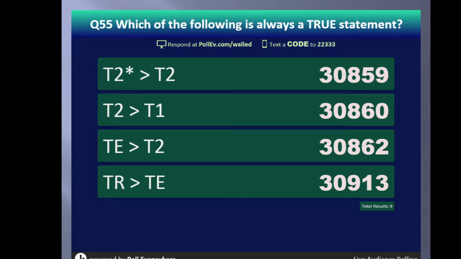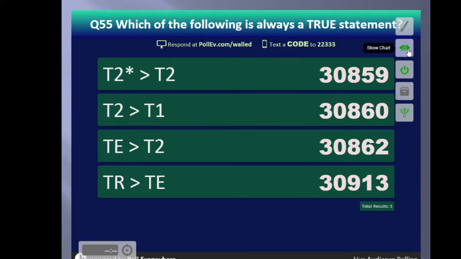Losing my voice. Which of the following is always a true statement? T2 star is greater than T2. T2 is greater than T1. TE is greater than T2. Or TR is greater than TE. Do you remember what the abbreviations mean? And do you remember their relative scales?